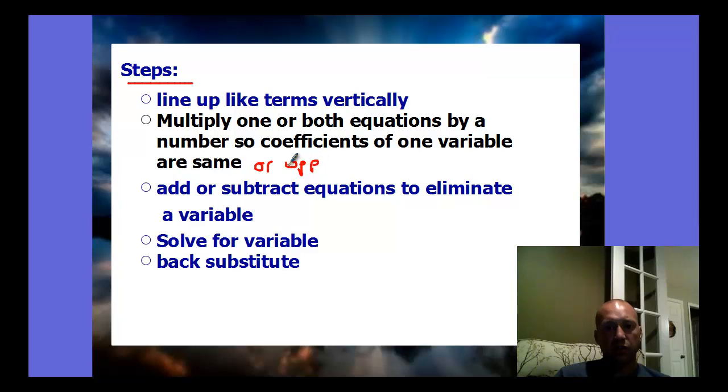If they're opposites, you'll actually add the equations. If they're the same, you're going to subtract the equations. You'll then add or subtract the equations to eliminate a variable. Then you'll have one equation with one variable you can solve and then back substitute. So those are the steps to go through.